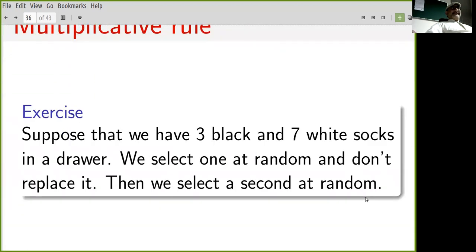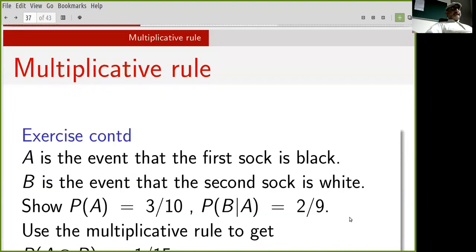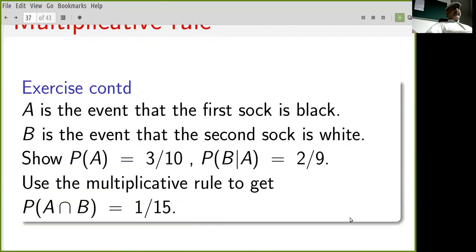Now let's actually use that. Supposing we have 3 black and 7 white socks in a drawer. We select one at random and we don't replace it. Then we select a second one at random. Let's say A is the event that the first sock is black. B is the event that the second sock is white. Show that the probability of A is 3 out of 10.